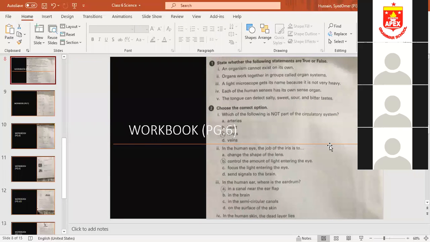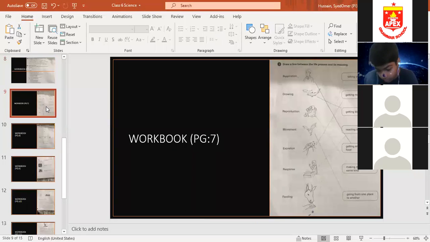Which of the following is not part of the circulatory system? A. Arteries, B. Heart, C. Lungs. It's C, lungs, because we have arteries, heart, and veins in the circulatory system, but lungs do not come in. It comes in the breathing system. In the human eye, the job of the iris is to control the amount of light entering the eye. Yes, B.